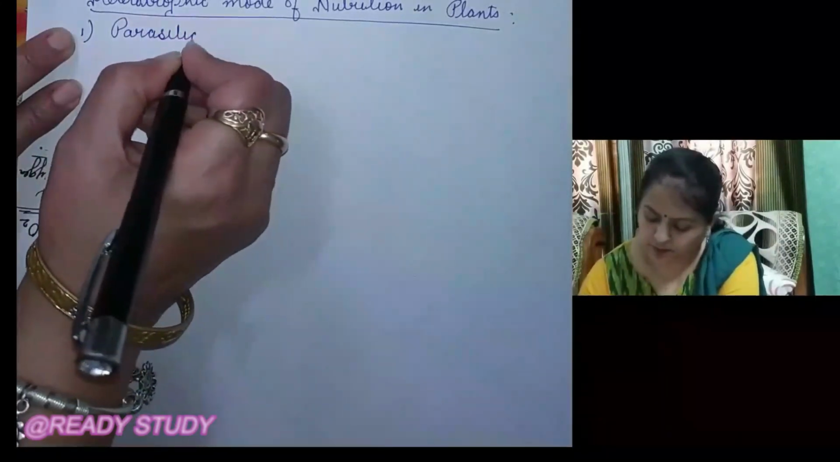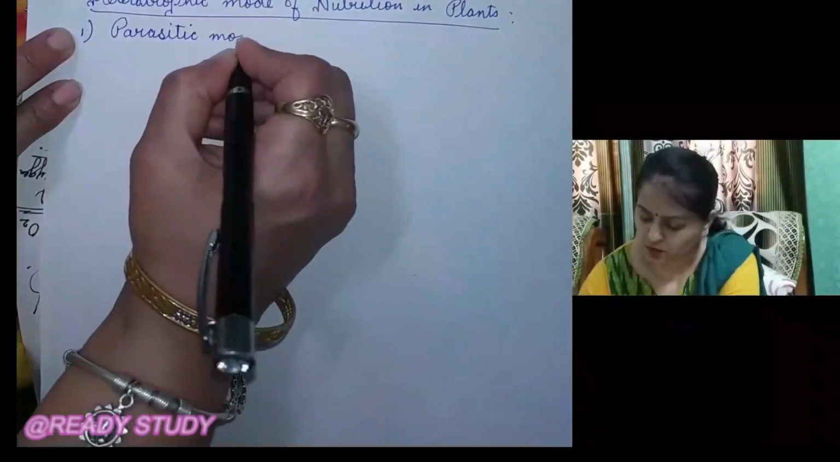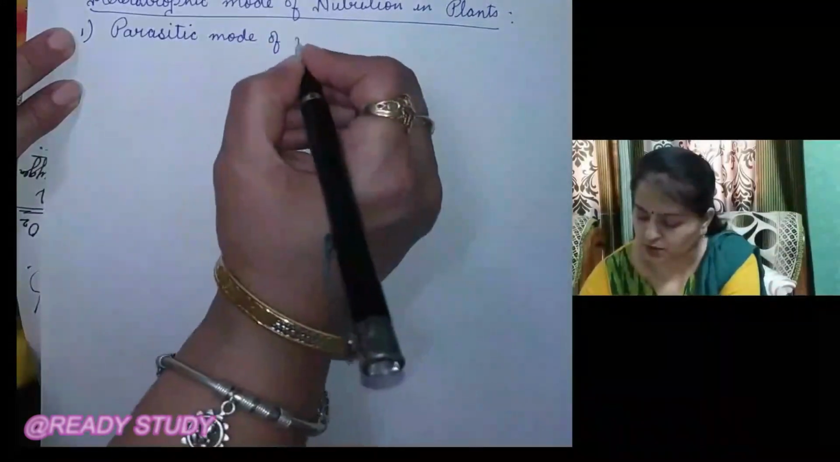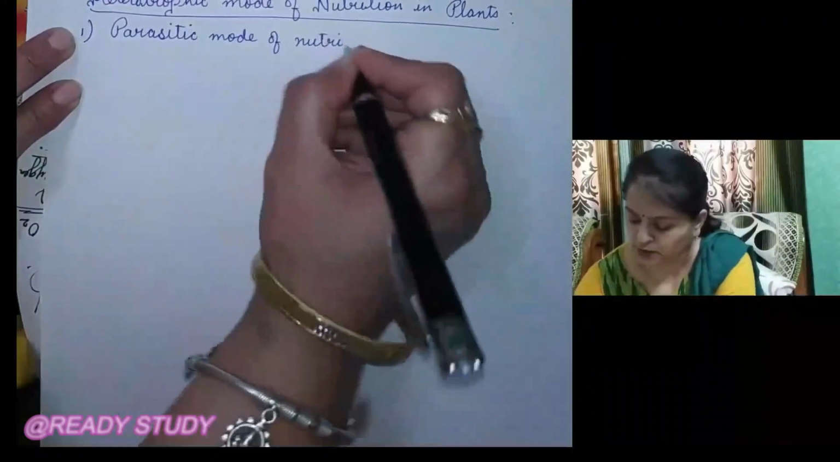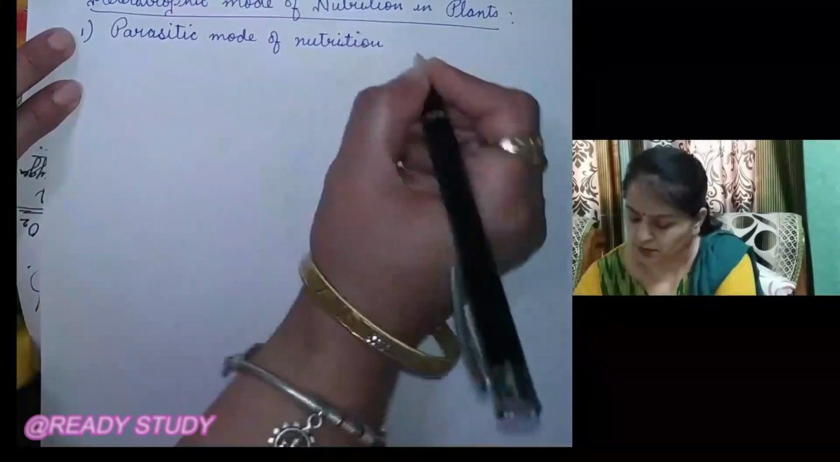Parasitic mode of nutrition. You know what are parasites, children? Parasites actually depend on others for their food. Some plants do not have chlorophyll in them, so they cannot produce their own food. It means they are unable to do the process of photosynthesis. So how do they survive? Naturally, they depend on others for their food.